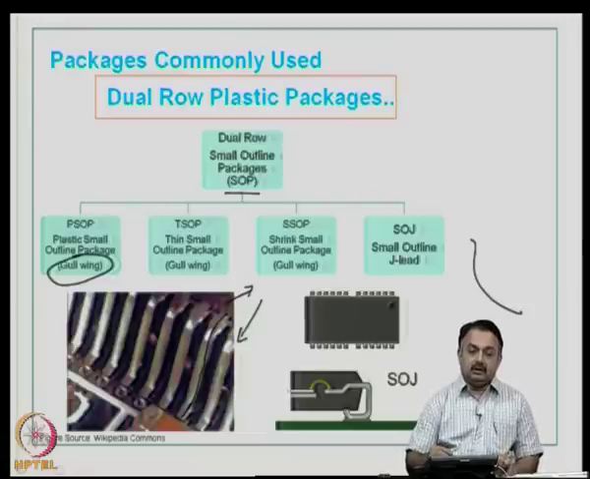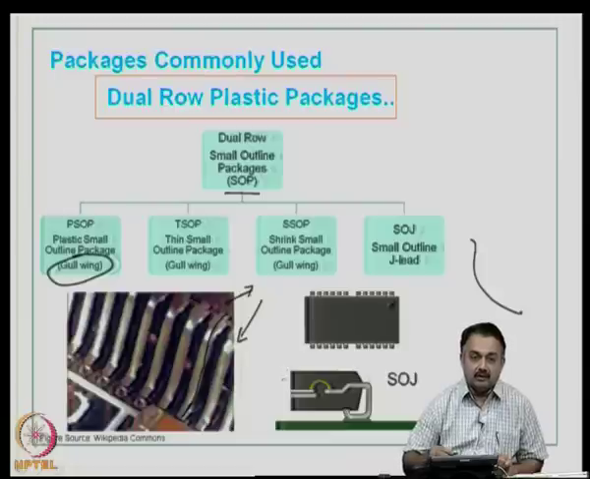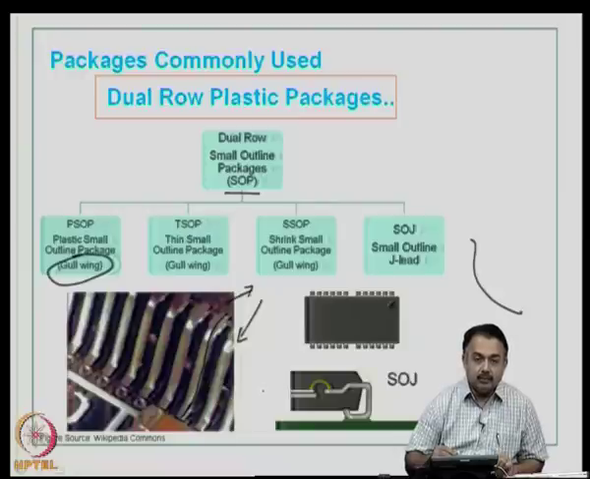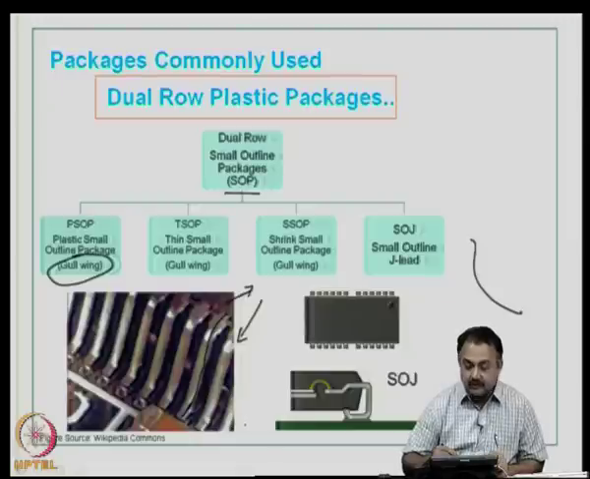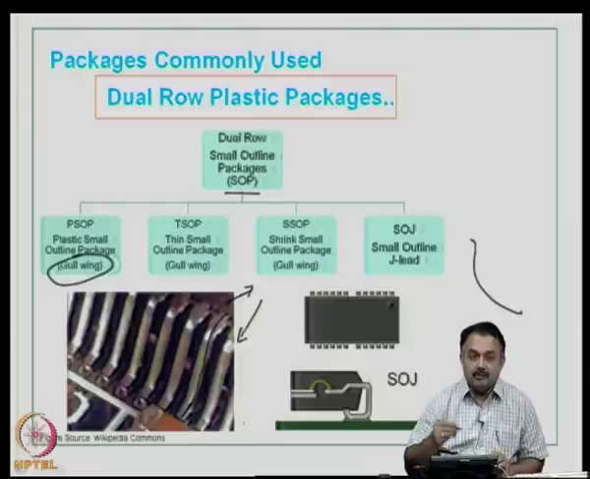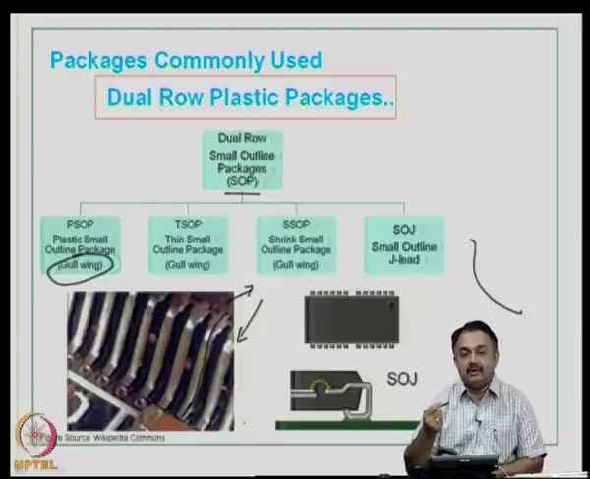So, this obviously will occupy a lot of space on the board, but these packages are available with low pitches today, so that you can improve upon the density of the package. So, this is a typical example of a plastic small outline package. The difference between a dip package and a small outline package is that the thickness is considerably reduced, which means that the package material is reduced, which obviously in terms of electrical performance is much superior.